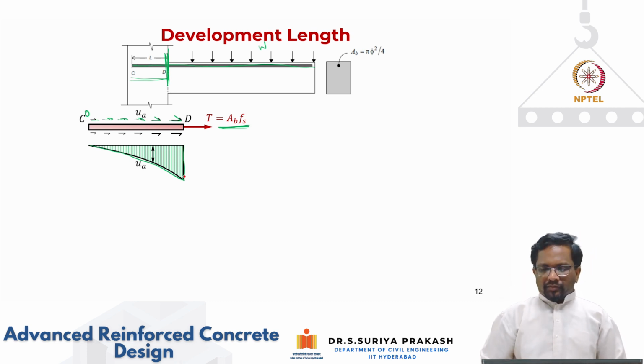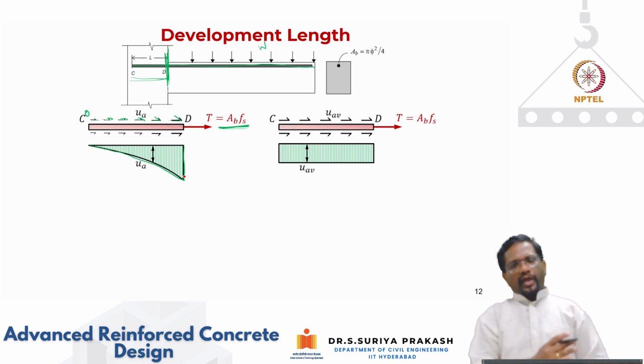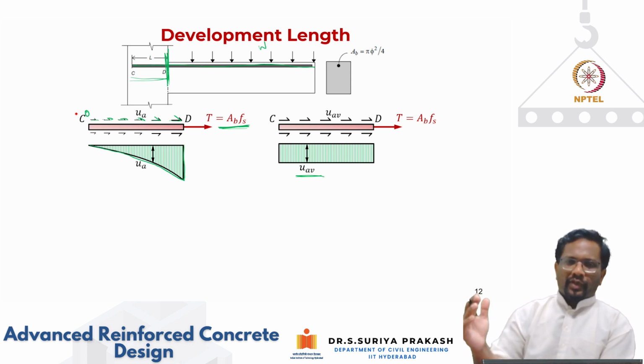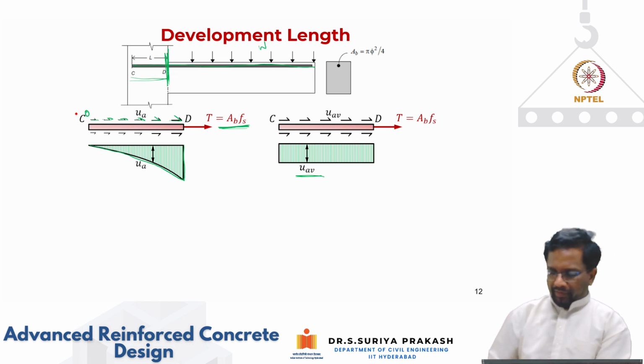Right. Now, for calculations, what we do is we try to average them, and this variation is averaged and written as an average bond stress. Though it is varying from 0 to a maximum value at the other end, we try to average it because a lot of local variations are going to be there. So we're going to use average bond stress in our calculations.